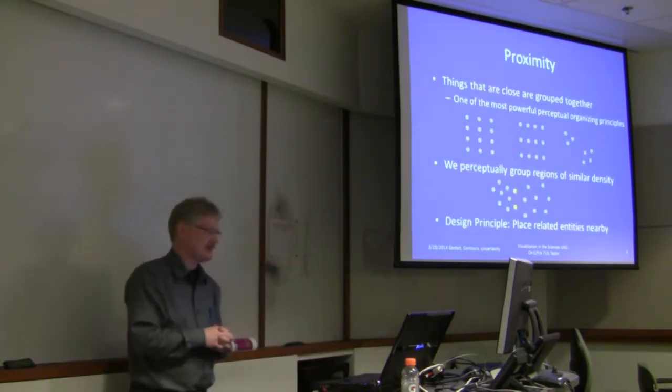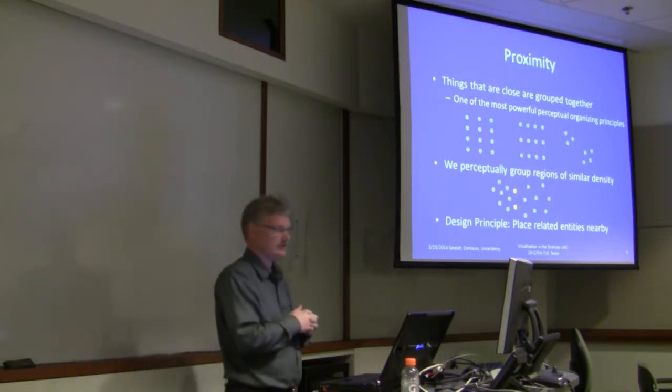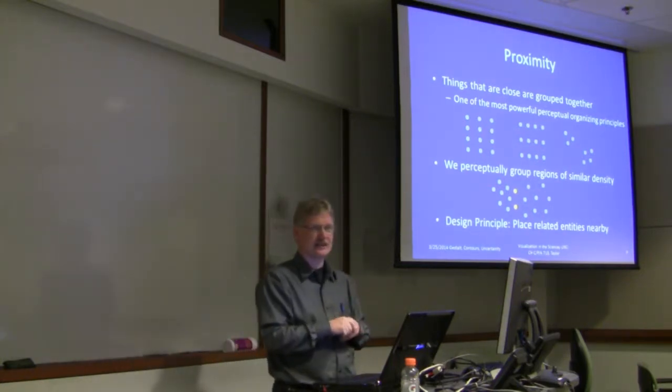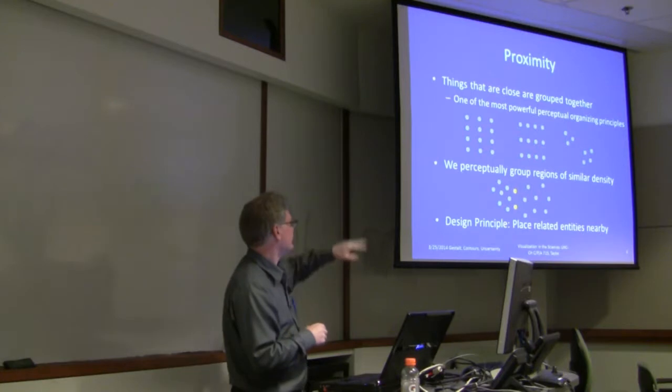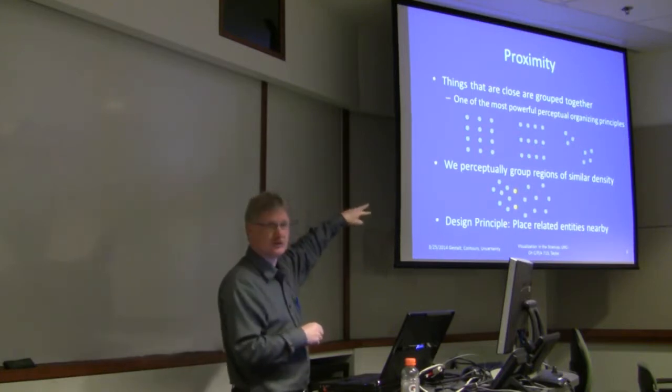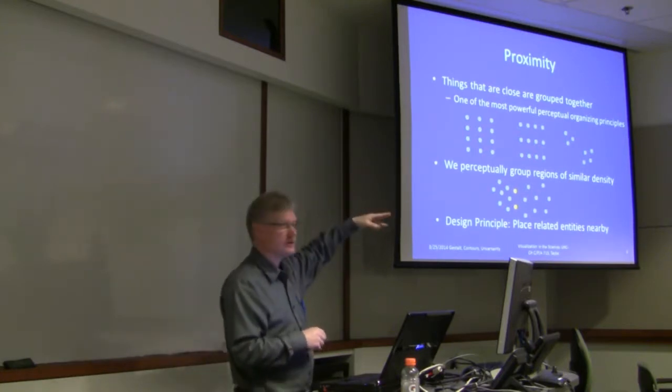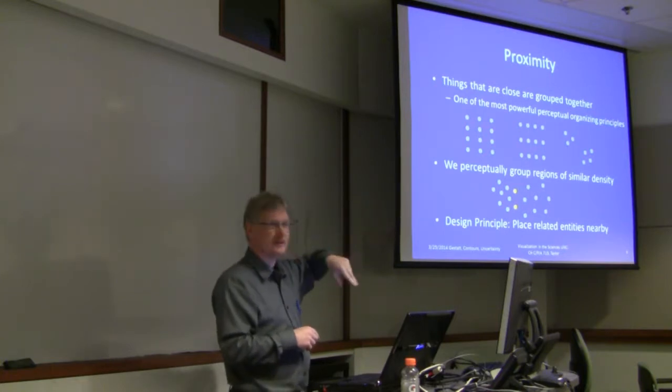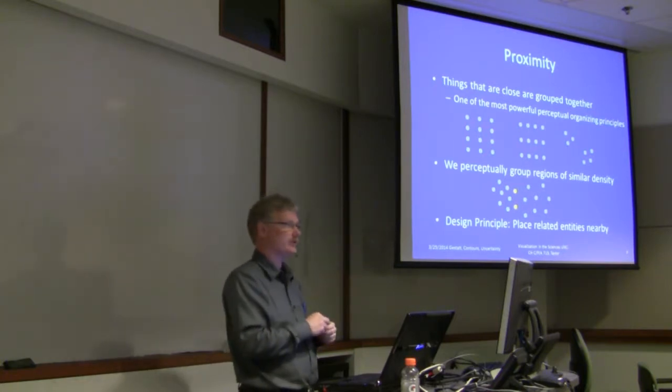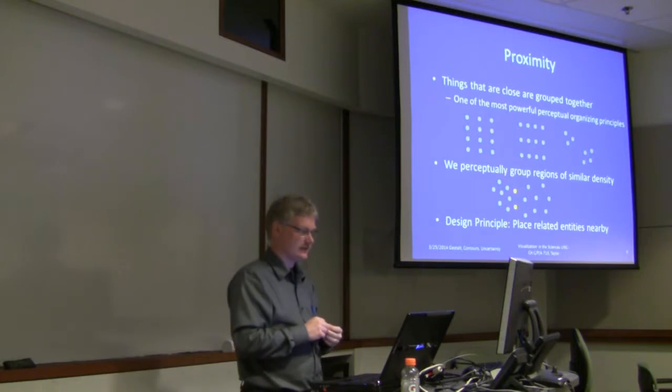Proximity is one of the strongest cues. Things that are close together are perceptually grouped together. We see three vertical lines of dots on the left, three horizontal lines of dots on the right, and two groupings on the right side because they're closer to each other than to other things in the scene.